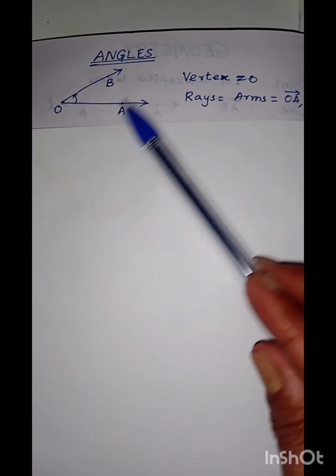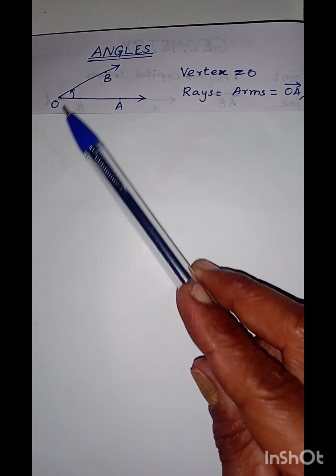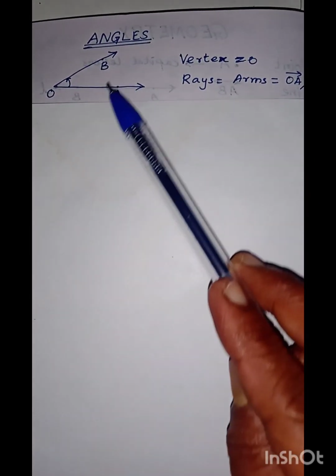Hello children, we shall learn about angles. Consider this angle. There is one common vertex O and there are two rays. They are named as arms OA and OB.